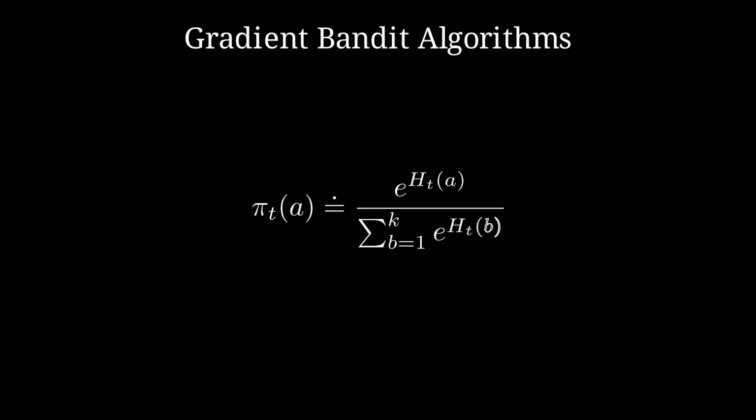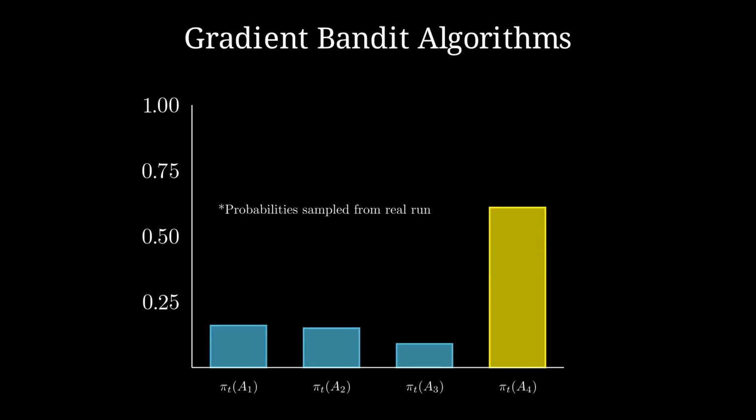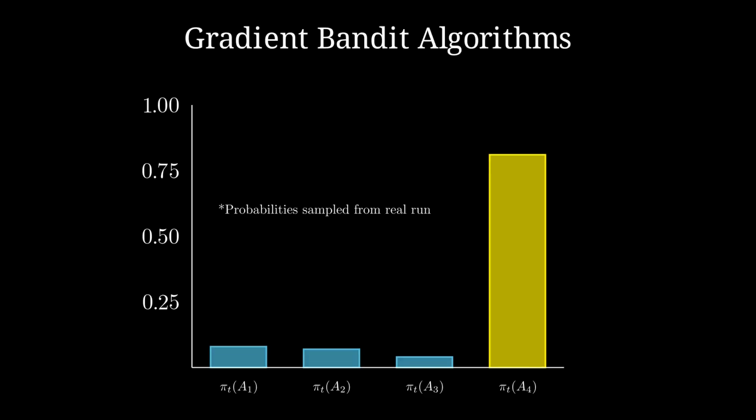The probability of selecting an action at time step t is equal to e to the power of that action's preference normalized over all possible actions. Here, pi sub t of a is the probability of selecting an action a, while h sub t of a is the preference for that action, and the denominator ensures all the probabilities sum to 1. Initially, all preferences are equal, typically 0, so every action has the same probability. As learning progresses, preferences are updated based on rewards, shifting the probabilities toward higher reward actions.